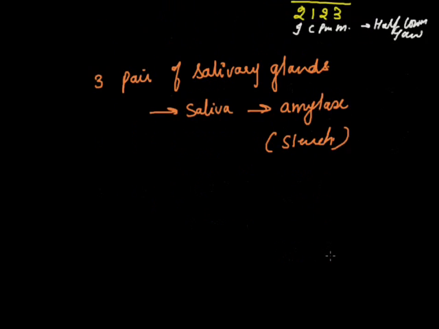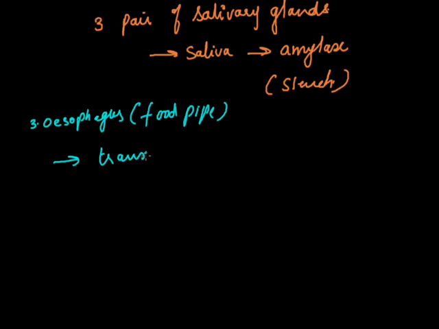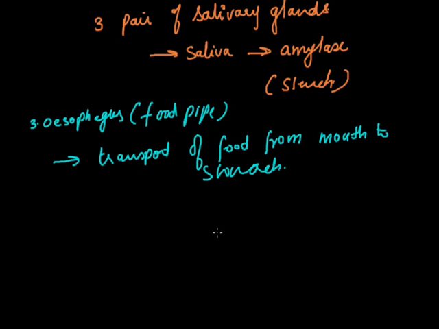Now the next part of the alimentary canal is the esophagus. That is the third part. The esophagus can also be called a food pipe. It leads the food from the mouth to the stomach. It is meant for transport of food from mouth to stomach. The esophagus has highly muscular walls, so no digestion occurs here.